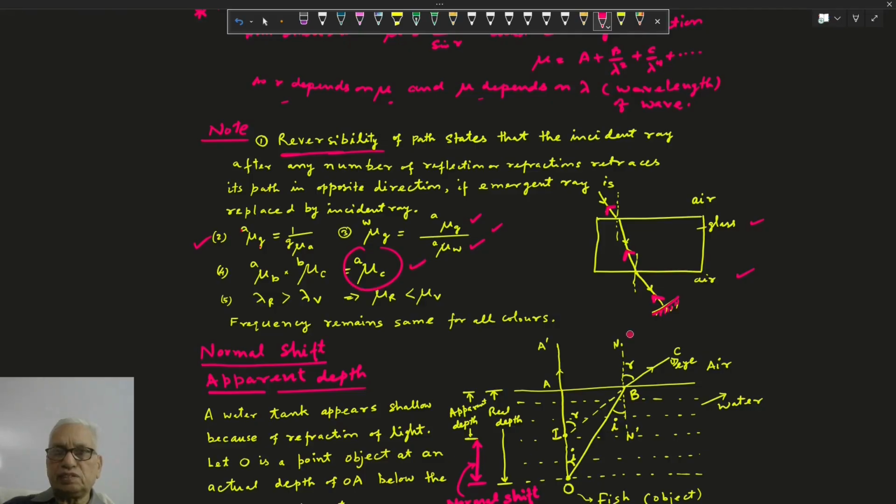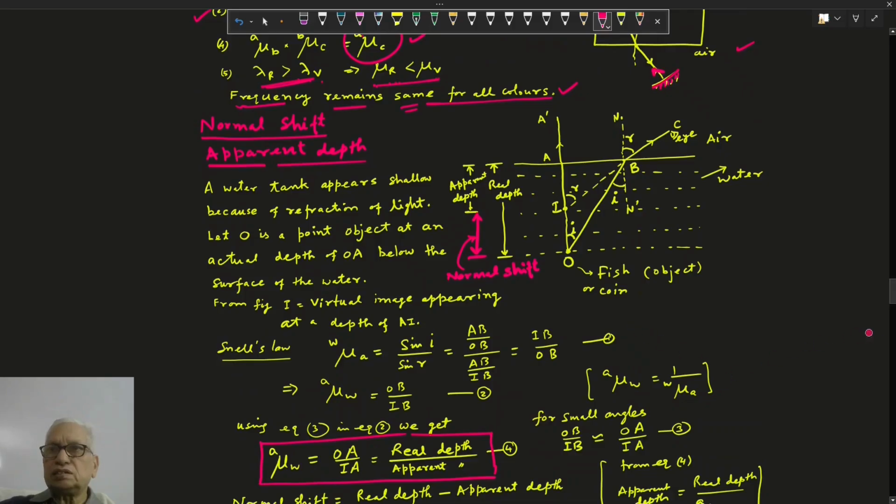Mu of C medium with respect to A medium. Suppose red color wavelength is more than violet color, because of the reciprocal by Cauchy formula here, mu of R will be lesser than mu of violet color. Red color mu is less than violet color. Frequency remains the same for all colors. It never changes. Speed can change and wavelength can change, but frequency remains the same, whether it is reflection or refraction, denser to rarer, whatever it is.